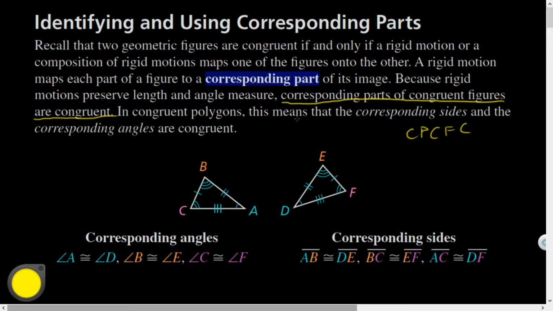In congruent polygons, this means that the corresponding sides and the corresponding angles are congruent. So look at this. That means angle A is congruent to angle D. That means B is congruent to E, C is to F. Side lengths also, corresponding parts are congruent. It makes sense, right? If the big figure is congruent, then all of its little pieces will be congruent to one another.